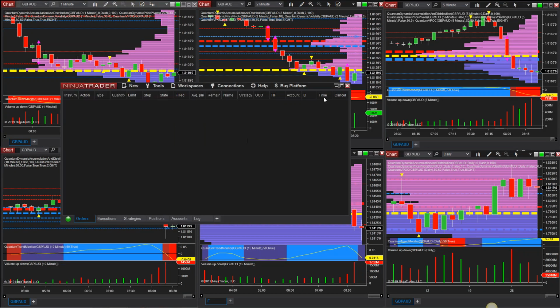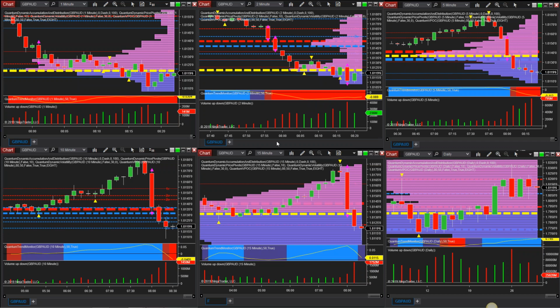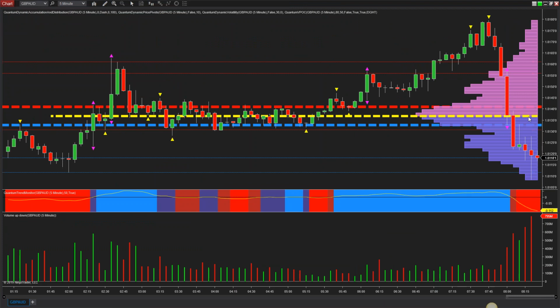Let's go back over here, see what's going on. Okay, we're still in congestion, not breaking away for the time being. Got volatility here, reversing in there. Let's have a look up here. We've got pretty spiky price action.